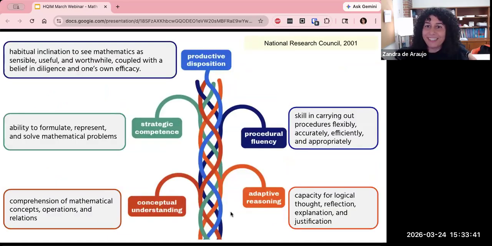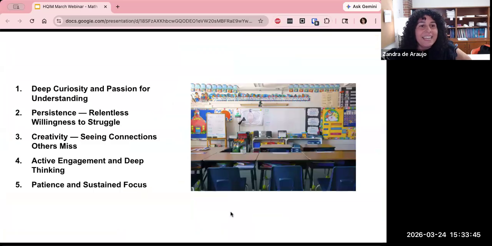And so here's a cheat sheet in case you need it, but again, they're on demand, so you can go back and watch that. Then we also talked in that webinar about, I shared that I asked ChatGPT, what are the characteristics of a brilliant mathematician? What distinguishes a brilliant mathematician? And so these are the 5 things that came up: a deep curiosity and passion for understanding, persistence, creativity, active engagement and deep thinking, and patience and sustained focus.